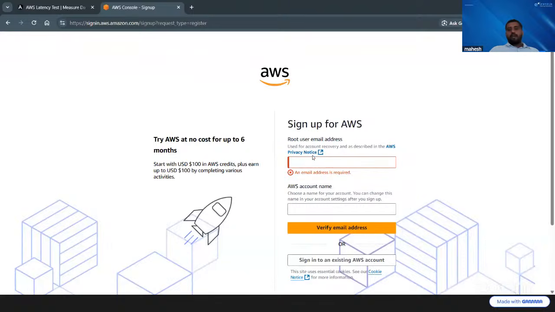What is the primary address? We have to give it here. Participants, you also have to give the account name, then verify the email address. So automatically from there, you will understand the steps of how to create the AWS account.